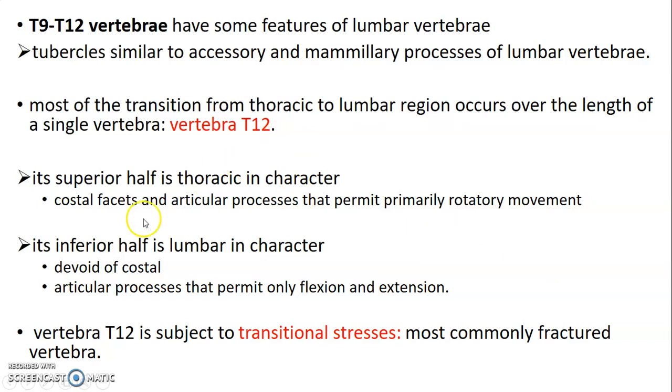So what do we mean? The superior half has costal facets and the articular processes permit rotation, while the inferior half lacks costal facets and the articular processes permit only flexion and extension. So that's what makes T12 a transition vertebra. Superior part resembles thoracic in character, while inferior half is lumbar in character. So thoracic means you have costal facets and you allow rotation, while lumbar character means you lack costal facets and you permit flexion and extension only. So this vertebra is subject to transitional stress, and therefore it's the most commonly fractured vertebra, T12, because of these features.